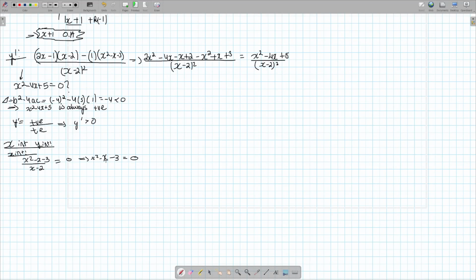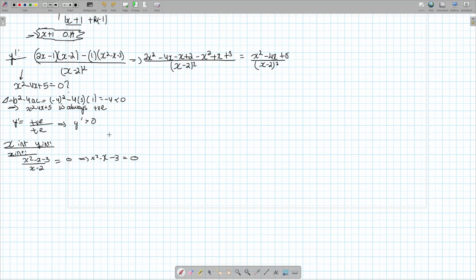You can factor this. You can get 3 and 1, because 3 times 1 is 3, and 3 minus, no, actually, that's wrong. Sorry, don't worry about that. I can't really think of anything. Anyway, you need to find the discriminant.